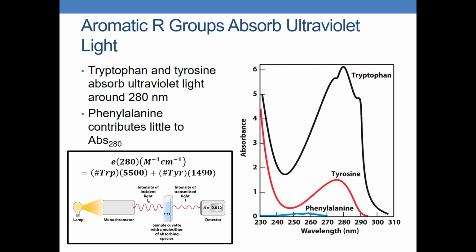So before I move on, I just want to really highlight that the aromatic residues absorb ultraviolet light. Tryptophan and tyrosine absorb primarily at 280 nanometers. That is, they have higher extinction coefficients, or let's just say more generally, a higher likelihood of absorbing a photon that has the energy that corresponds to 280 nanometers. So they are more likely to absorb a photon of light at 280 nanometers than phenylalanine will.